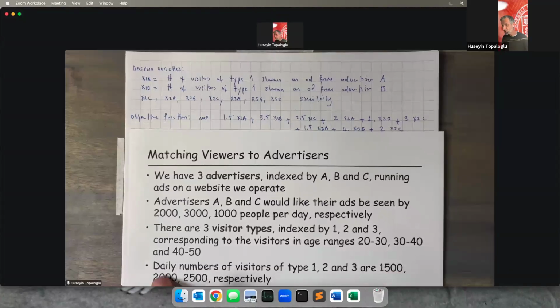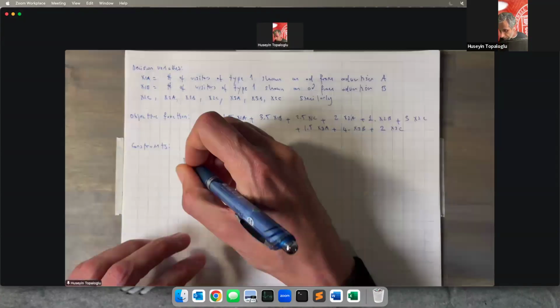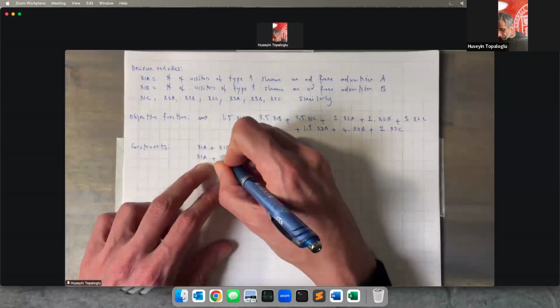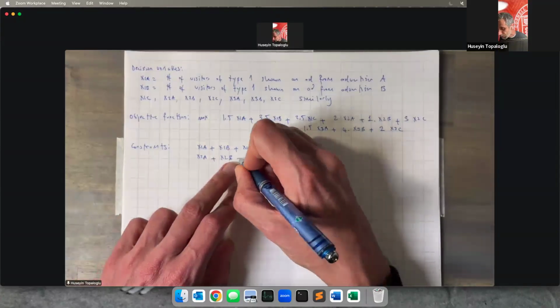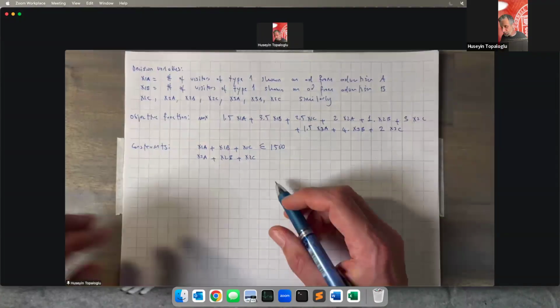Daily number of visitors of type 2 is 2,000. So then X2A is the number of visitors of type 2 seeing an ad from advertiser A. X2B, number of visitors of type 2 seeing an ad from advertiser B. X2C is the number of visitors of type 2 seeing an ad from advertiser C.